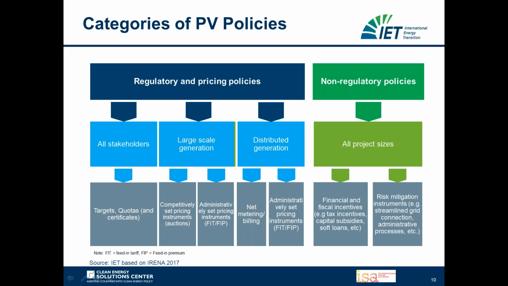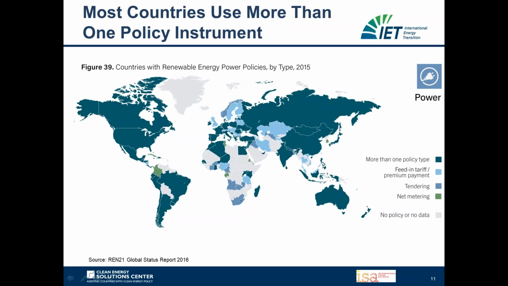But a lot of the other risk mitigation instruments, a lot of the more nitty-gritty design of your overall policy framework, are much more crucial for reducing the cost of renewables than simply the choice between feed-in tariffs, auctions, net metering, and so on. So this is what we're going to look at at the end of this session.